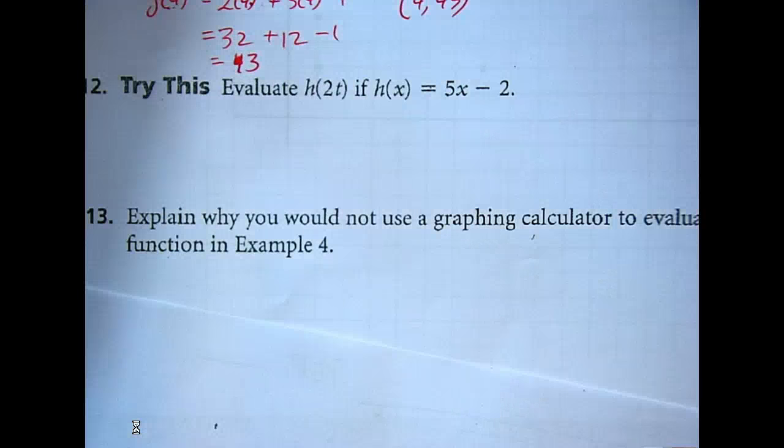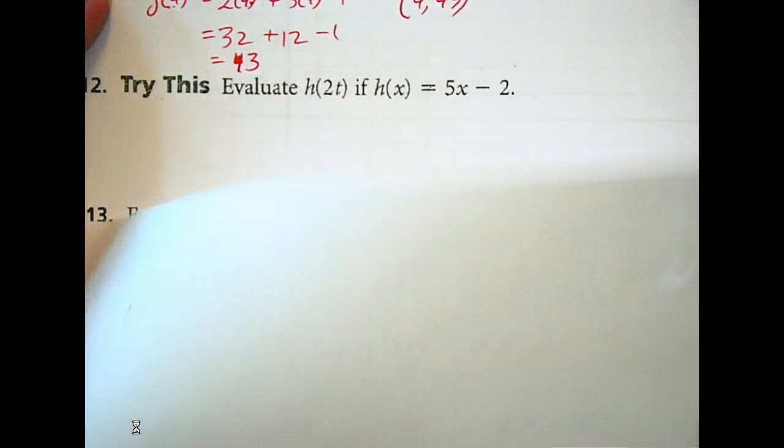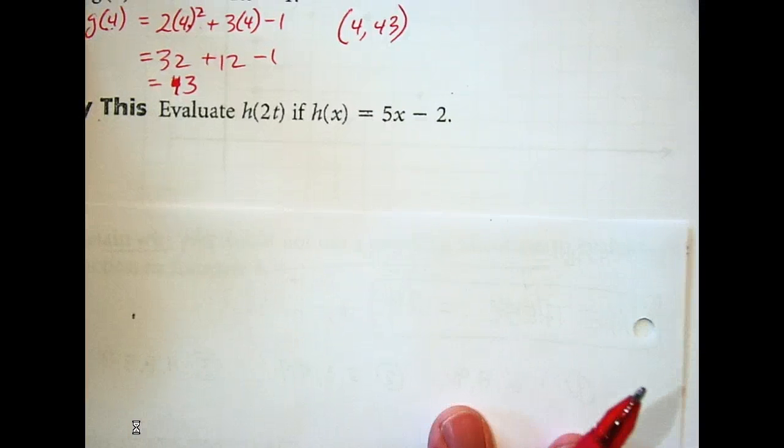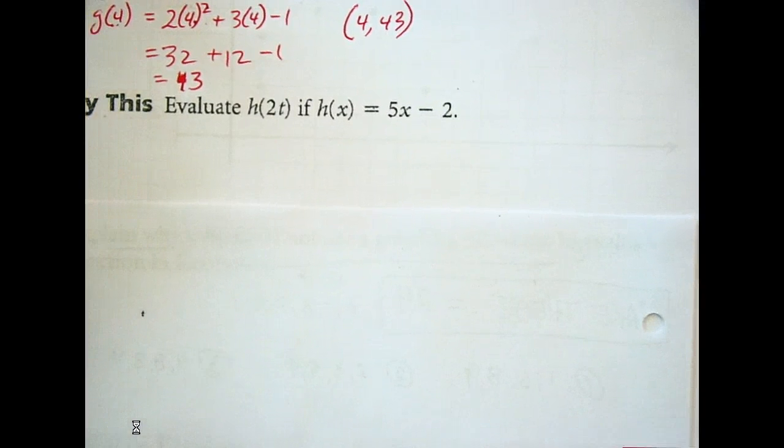Okay, so you need to know some of the limitations. Thank you. All right. Evaluate h of 2t if h of x equals 5x minus 2. How many of you have started number 12? How many are done with number 12? Okay, I'm going to give you another minute to work on number 12 there. Okay, let's give it a shot.